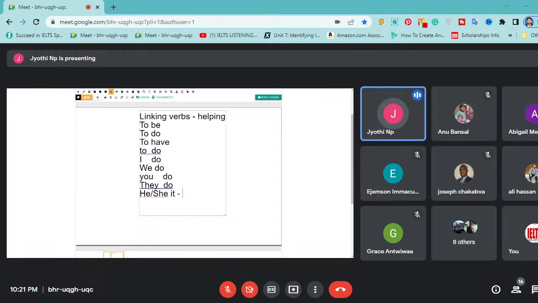Then he, she, and it. We usually use this in the simple tense. He, she, and it, we use does because it is singular. Third person singular, we use does. Any questions? And when it comes to the past tense, we just use did. Whether it is first person, second person, third person, singular or plural, it is only did.